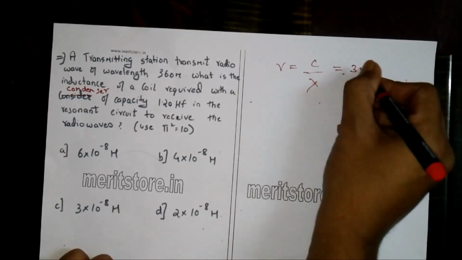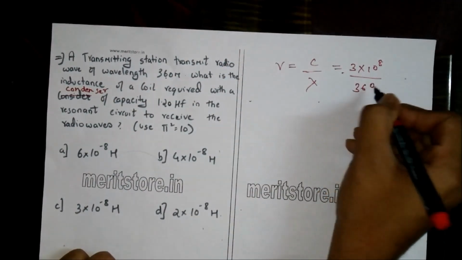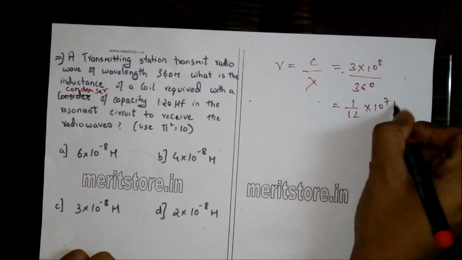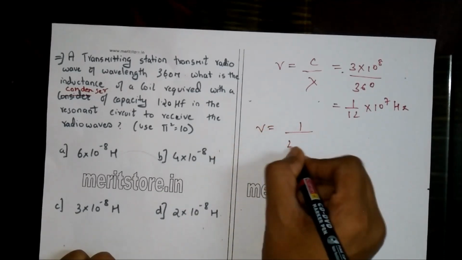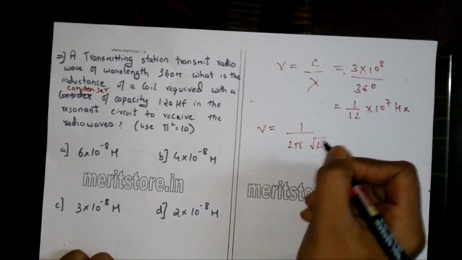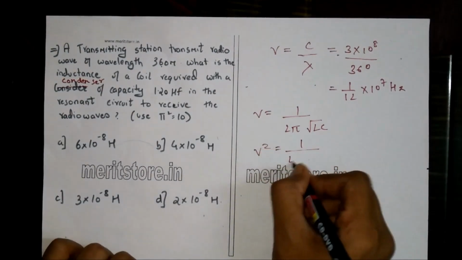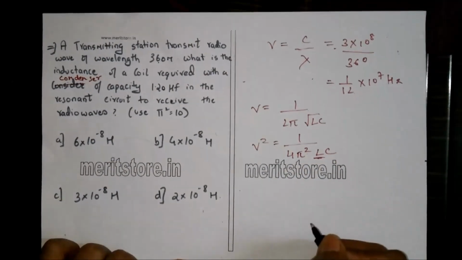Substituting the values of C and lambda from here, we get 3 into 10 raised to 8 upon 360, which is 1.12 into 10 raised to 7 hertz. Now the resonant frequency is given by nu is equal to 1 upon 2 pi root LC. Now squaring both sides to remove the square root, we get nu square is equal to 1 upon 4 pi square L into C. We have to find the value of the inductance of the coil, which is L.